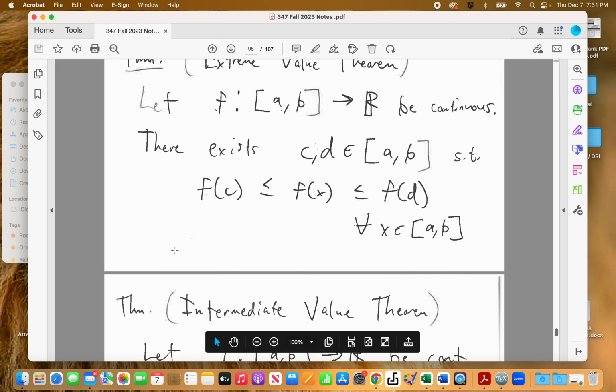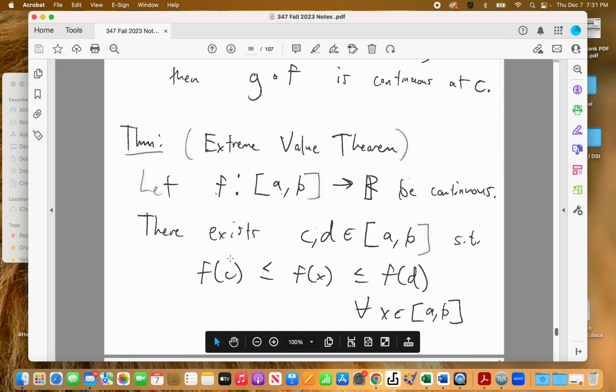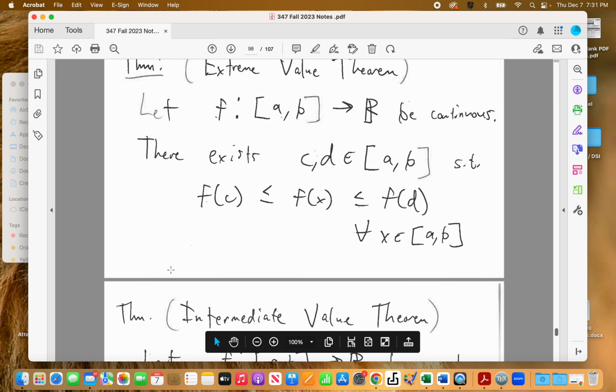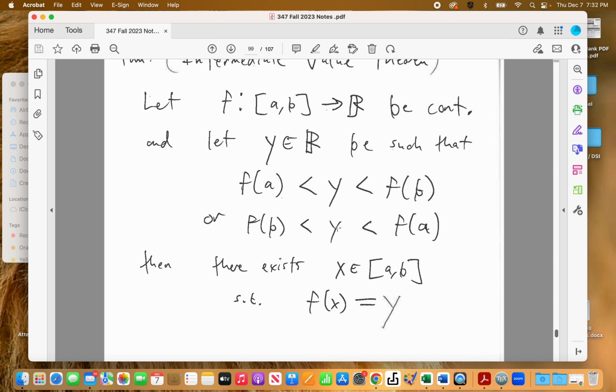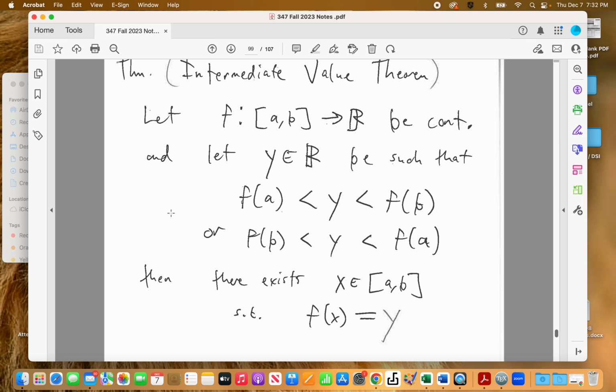Again, I would give you the top half; can you give me the conclusion of the theorem, the bottom half? Similarly with the intermediate value theorem, I would tell you that I have a continuous function on [a,b], and suppose that y is some real number such that y is between f of a and f of b, or y is between f of b and f of a. I give you the continuous function and this number y. Can you give me the punchline, the conclusion?